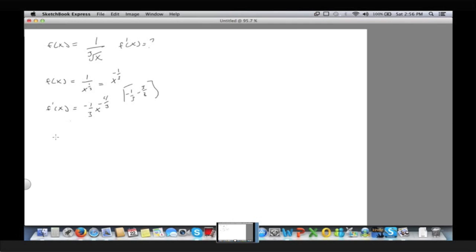So let's write down a new function. f of x equals 1 over x to the fourth. And let's figure out f prime of x. It's the negative 4. Okay, excellent. Great.